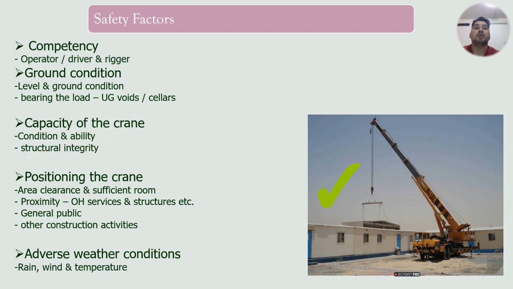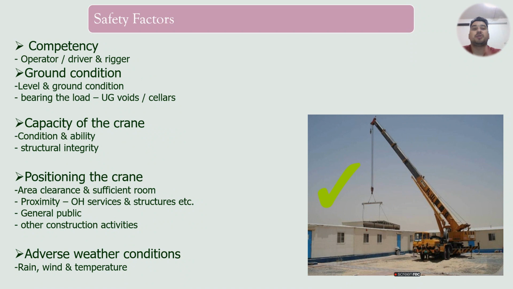After that, positioning the crane. When you are positioning the crane, you have to check the area clearance and sufficient room. When you are checking area clearance, you have to check the height also. The major hazard is related to electrical hazards, and that can be very catastrophic, so you have to check that. The second one is proximity of overhead services and structures, etc. You have to check the proximity where you are going to use the crane. Maybe there are some buildings, trees, and electrical poles. Whatever is involved there, you need to check.